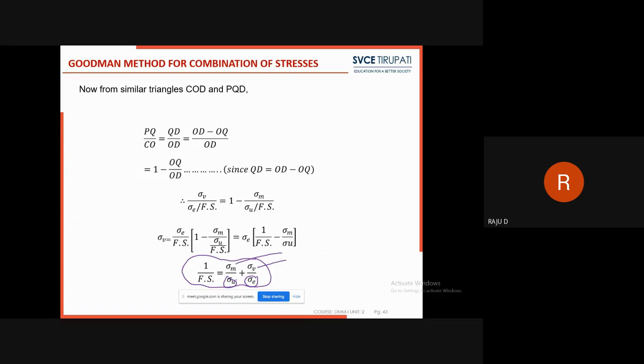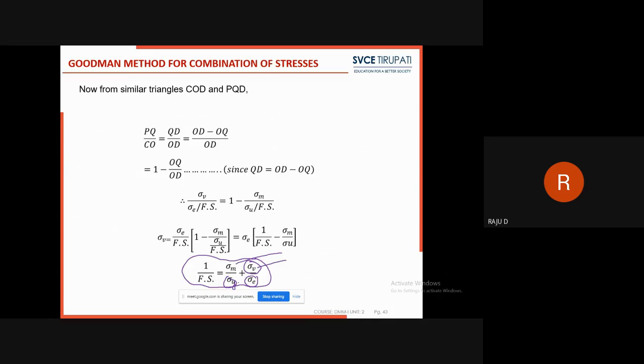If it is Soderberg, what is the relation for 1 by factor of safety? The Soderberg line is mainly applicable for endurance limit and yield point strength. That's why it is sigma m by sigma y plus sigma v by sigma e. These two are always constant. Only for the mean stress, the strength is going to vary. If it is Soderberg, it is sigma y; if it is Goodman, sigma u. Just remember the formula in your mind.